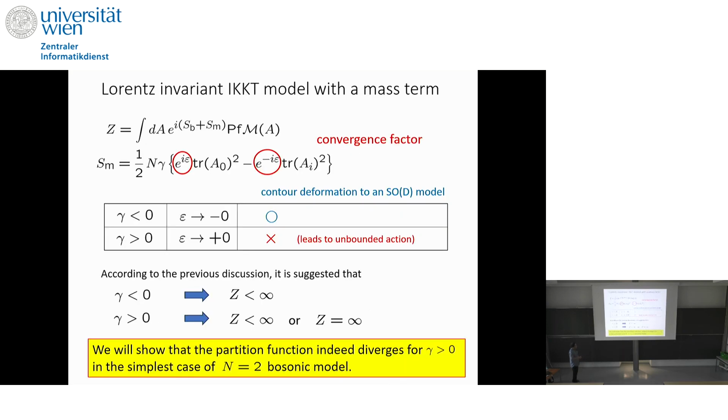And in fact, we will show that indeed the partition function is divergent for positive gamma in the simplest case of the N equals 2 bosonic model. And I'm going to show it by numerical simulation and also by the 1/N expansion. And they both agree. They both give the same results. That's what I would like to show. And the implication of this fact will be discussed in the summary. Okay, so can I continue?